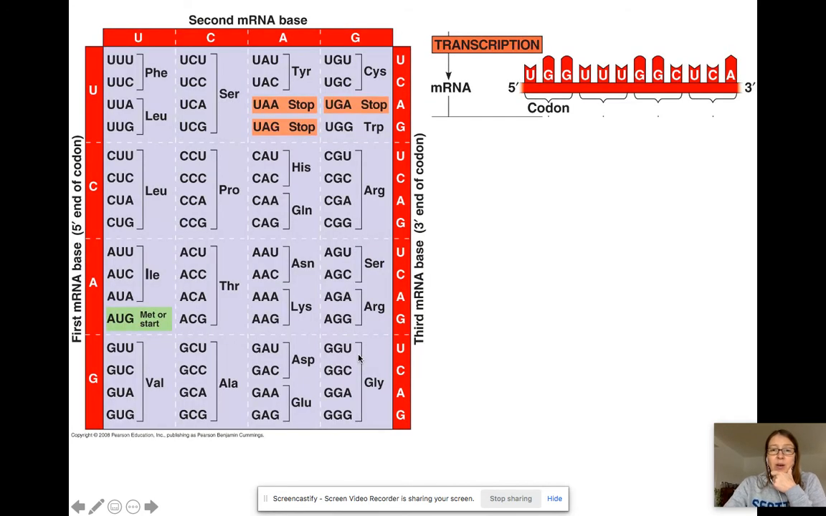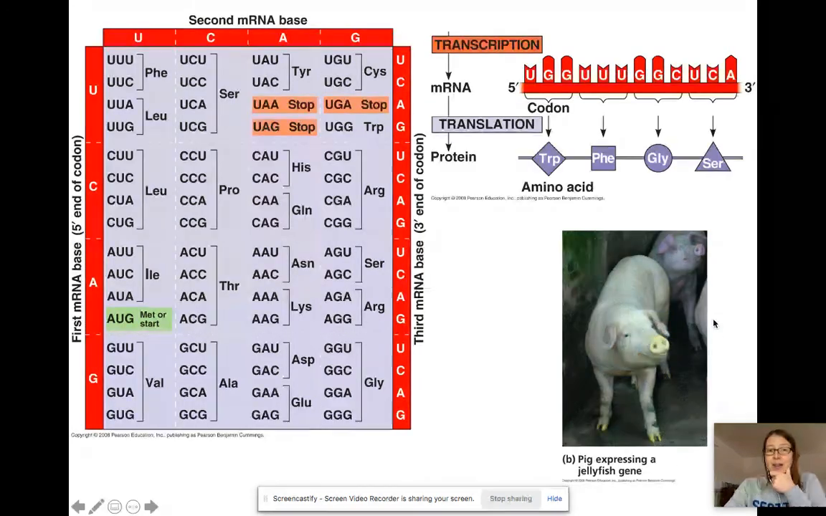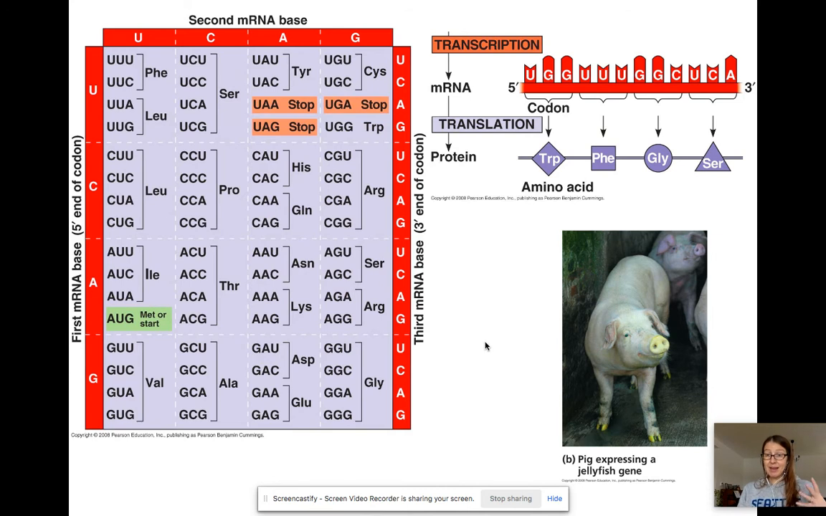Okay, the next thing I wanted to bring up is the fact that this genetic code, which codons code for which amino acids, is actually universal. That means we can take a gene from one organism, like a jellyfish, put it into a pig, and the pig can express that particular gene as long as the environment has all of the things that it needs.